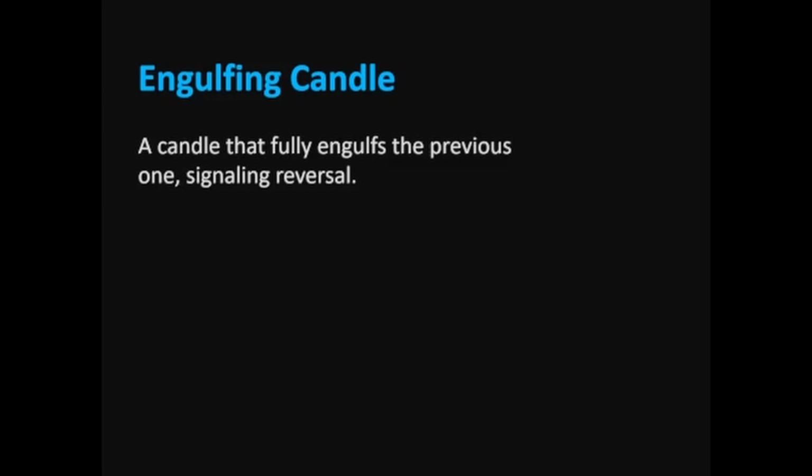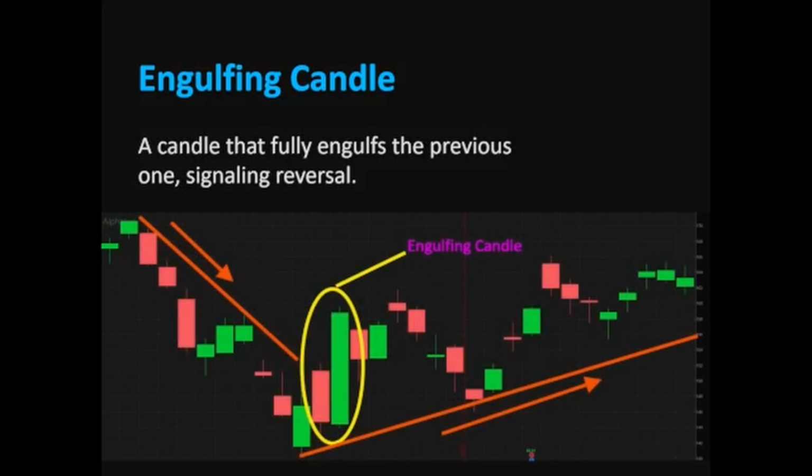Now let's talk about engulfing candles. An engulfing candle is a candle that fully engulfs the previous one, signaling a reversal. So, in this image below, we had a downtrend line identified by that orange arrow going down. And as you can see, we have a big green candle circled. Notice how that big green candle is bigger than the previous red candle right before it. That is a sign of an engulfing candle indicating potential reversal.